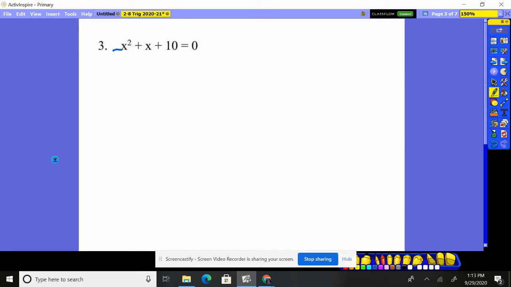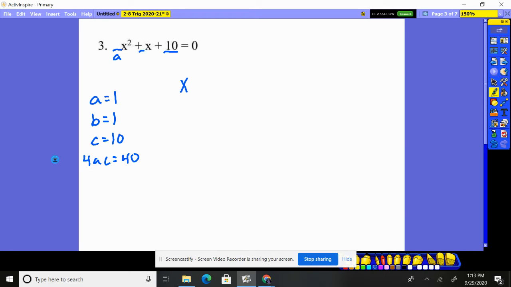So remember, right here's your a value, which in this case is 1. In front of the x is your b, so that's a 1. And then your c value is right there at the end, 10. I always like to go ahead and do 4 times a times c now. 4 times 1 times 10, 40.